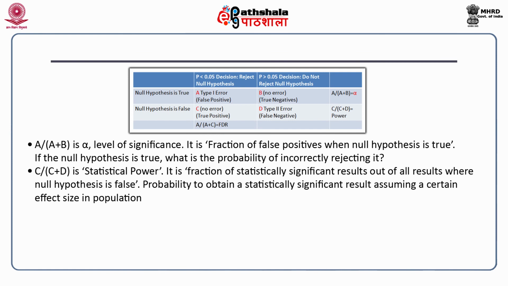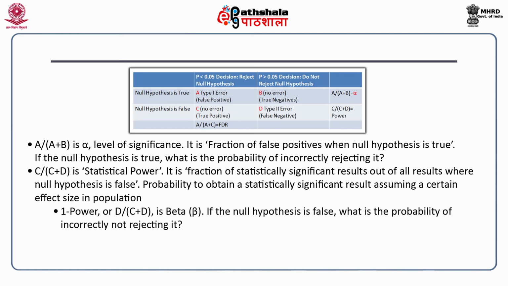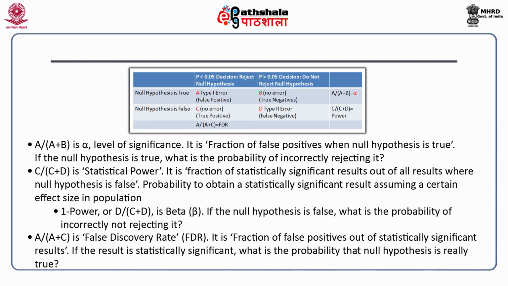Second, C divided by C plus D is the statistical power. It is the fraction of statistically significant results out of the results where the null hypothesis is false. In other words, the probability of obtaining a statistically significant result assuming a certain effect size in the population. That is called the statistical power. Now A divided by A plus C is the false discovery rate, FDR. It is the fraction of false positives out of the statistically significant results. If the result is statistically significant, what is the probability that the null hypothesis is true?